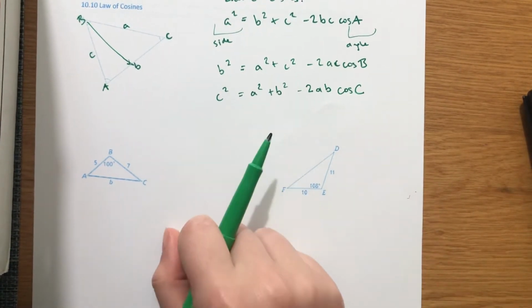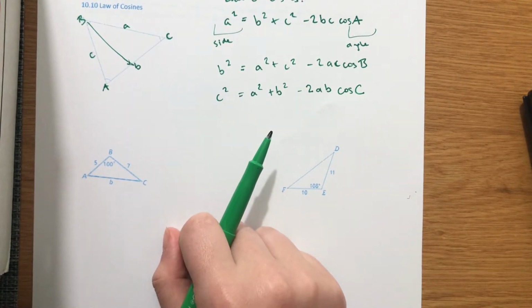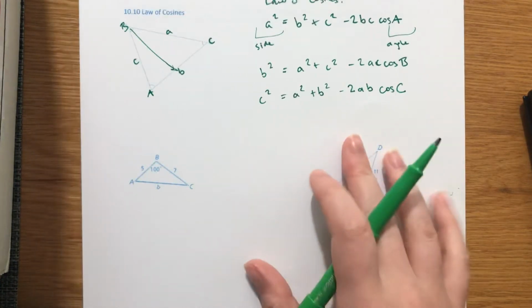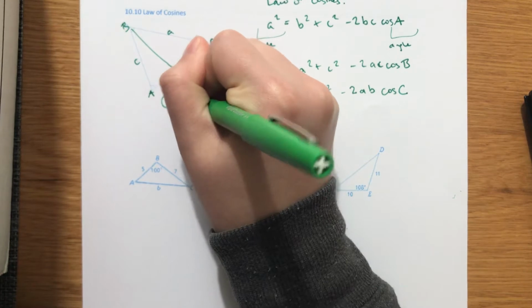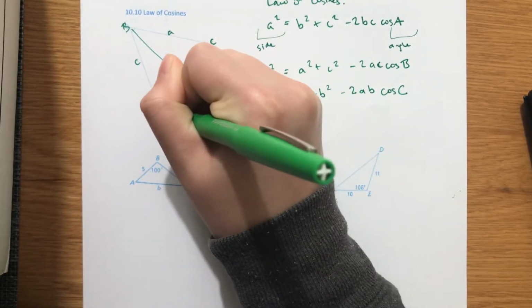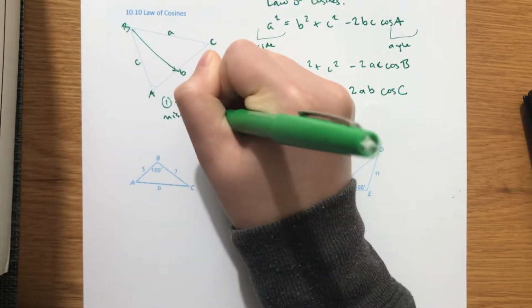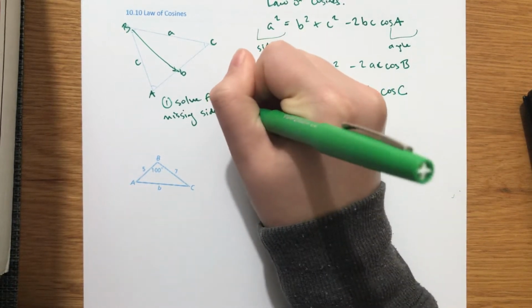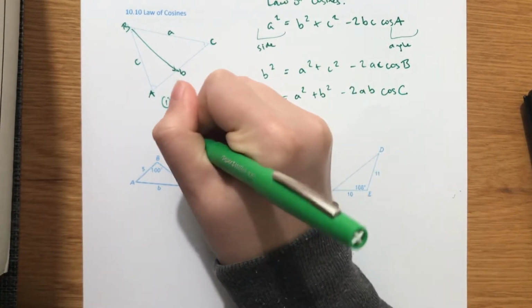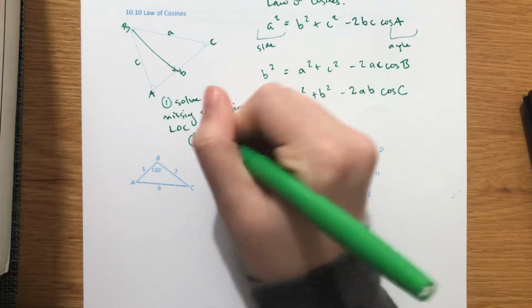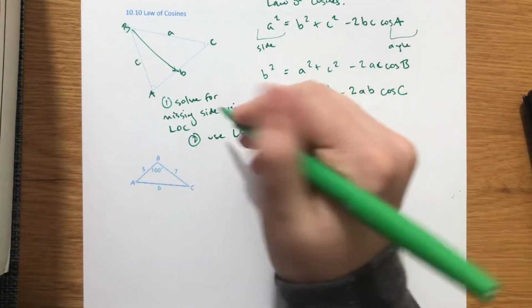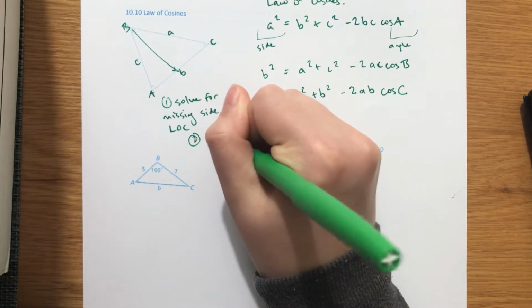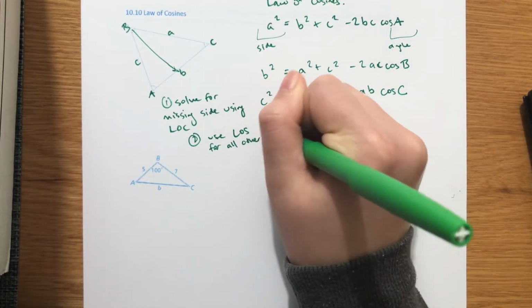We're actually only going to use law of cosines once, and then we are going to go back and work with some law of sines stuff. So step 1 for these problems is solve for a missing side using law of cosines, and then step 2, use law of sines for all other missing info.